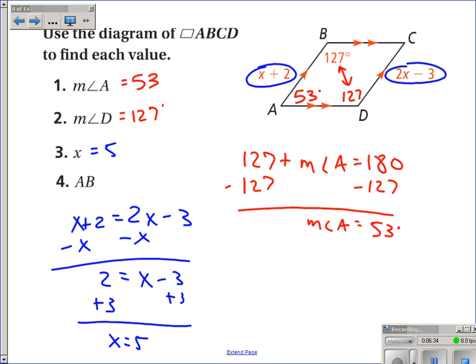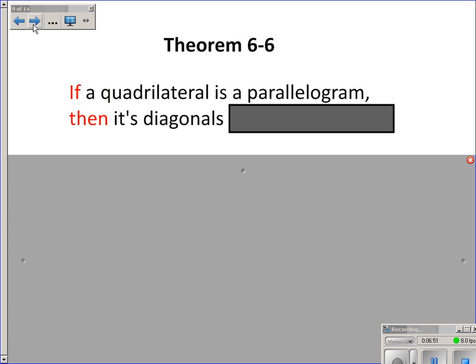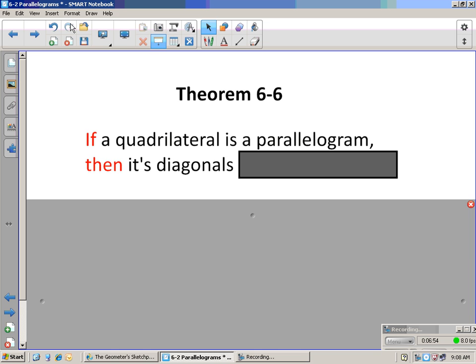Okay, now finally, to find length AB, I'll take 5 and plug it back into x. And 5 plus 2 is equal to 7. Okay, so I hope that helps solidify the idea of these first 3 properties of parallelograms. The next one is about the diagonals. So let's go back to our Geometry Sketchpad file.